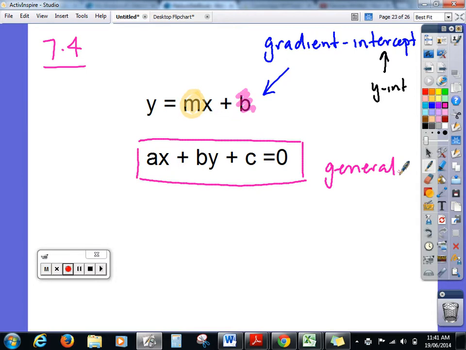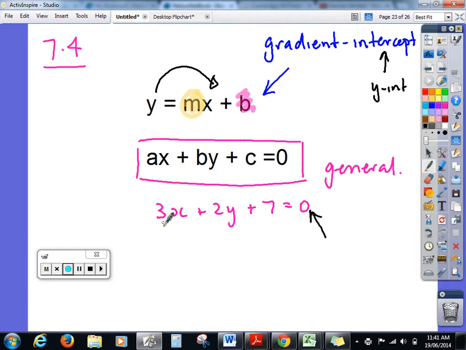Now the general form is traditionally, I'll give you an example, like 3x plus 2y plus 7 equals 0. The x and the y go on the same side. So in reality what's happened is the y of the gradient-intercept form has been moved over to the side that the x is on. And traditionally we have the x term here in the front position, and then y, and then the non-x or y term equaling 0.